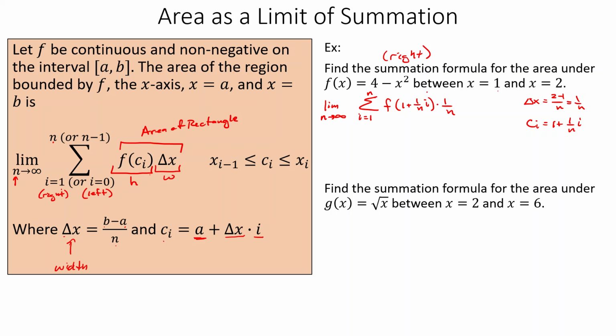Now, instead of just writing this with f, we're going to plug in our actual function. So this is the limit as n goes to infinity of the sum from i equals 1 to n of 4 minus this whole thing, 1 plus 1 over n times i, squared, times 1 over n. That is the summation formula for the area under this curve between 1 and 2. And if we could sum that up, that would give us the exact answer.